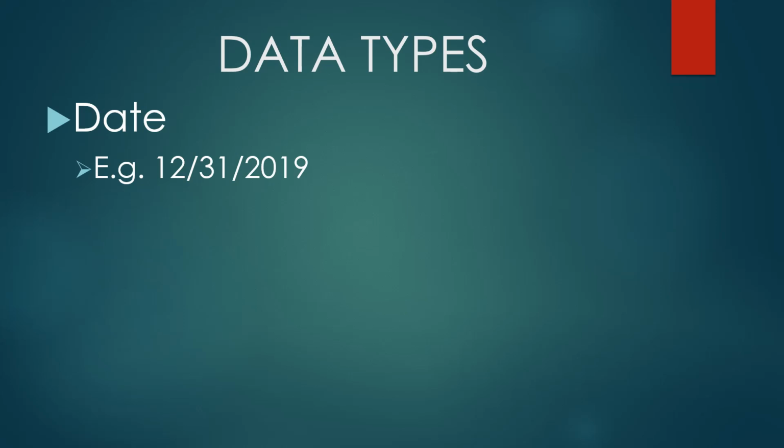The data types involved, there's actually two of them. There's date, which makes perfect sense. If you were to look at the values inside a date column, you would see something like 12/31/2019, which equates to 31st of December 2019.